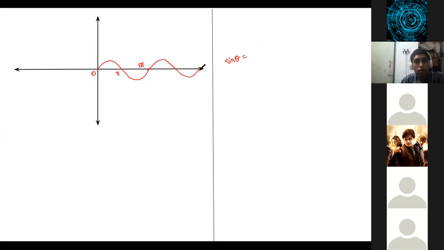And in fact, you can keep going like that, so on and so on, as much as your graph paper allows. And the same is true for theta minus 2 pi also. We can go in the opposite direction. Okay. So this is the full plot of y equal to sin x.